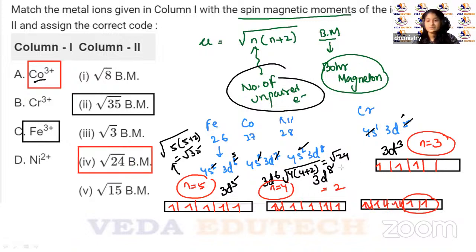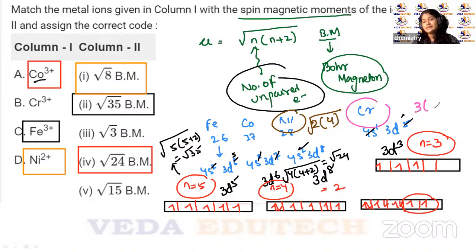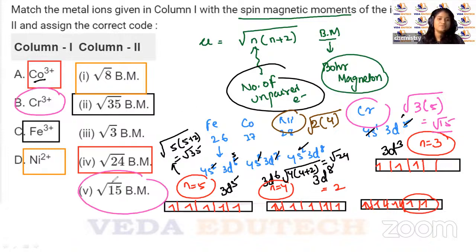The next one is nickel, which has n equals 2. So 2 into 4, this is root 8, children. So nickel is root 8. And the last one remaining, chromium, n equals 3. 3 into 5, so this is going to be root over of 15. So chromium is also going to be root 15. That is how you could have matched.